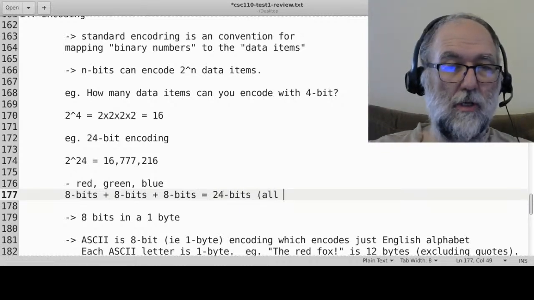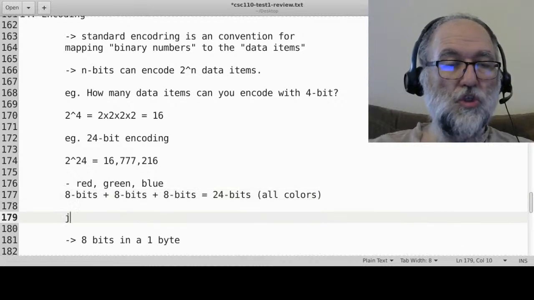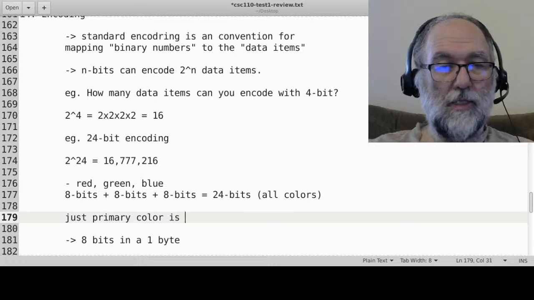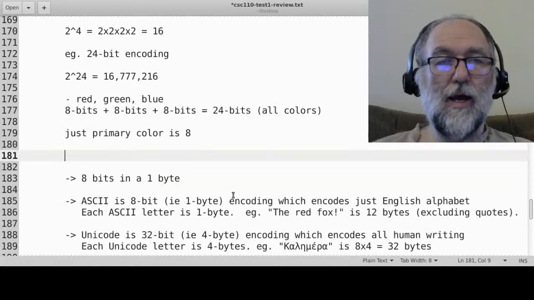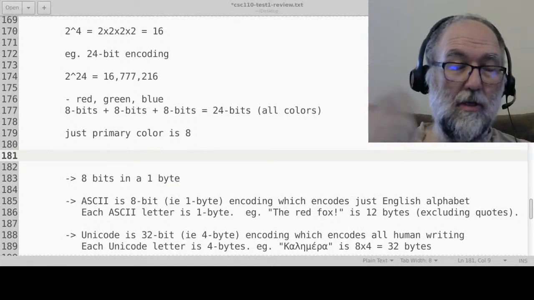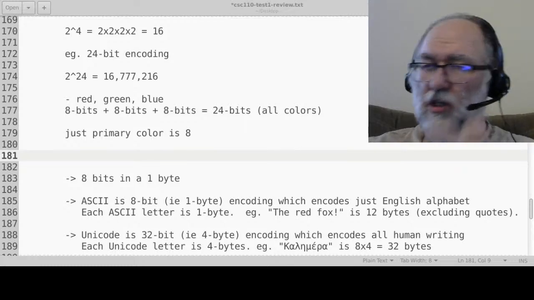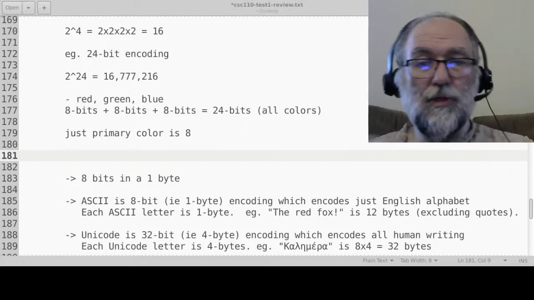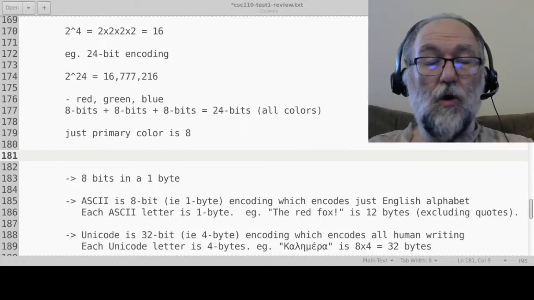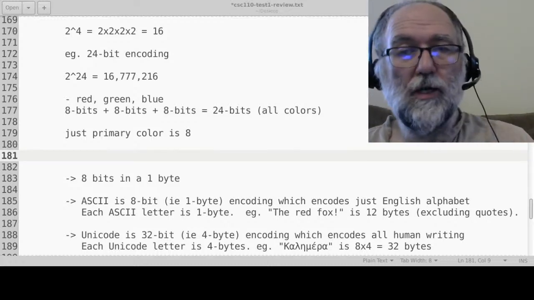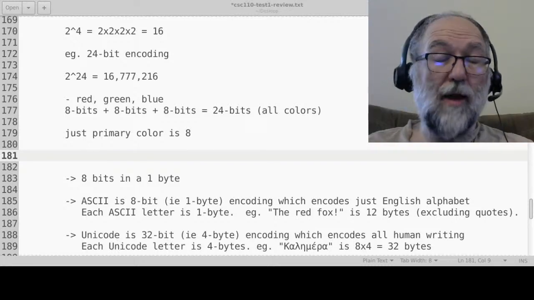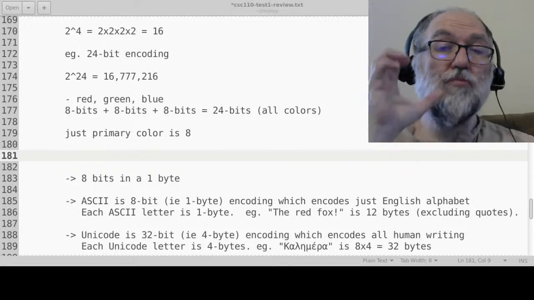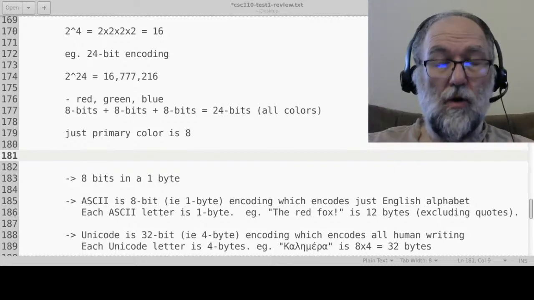This is all possible colors. Just one primary color is 8 bits, but because we see 3 primary colors, that's a total of 24. So any one of the primary colors is 8, whether it's red, green, or blue. But altogether 8 plus 8 plus 8 is 24. So just be careful. I'm very careful when I say color: I just mean all possible colors. If I say primary color, then I'm obviously talking about a primary color.